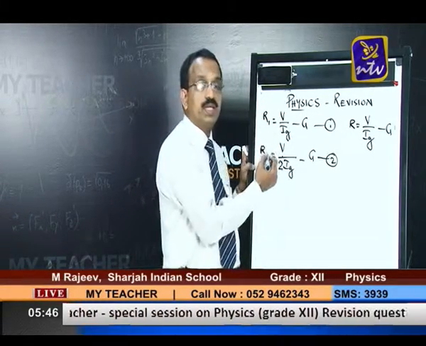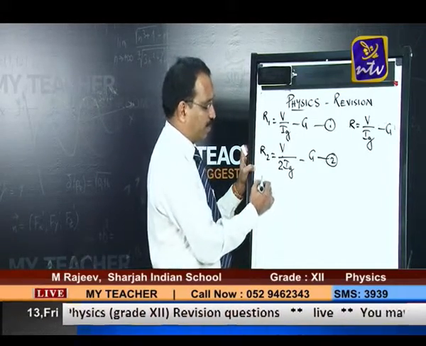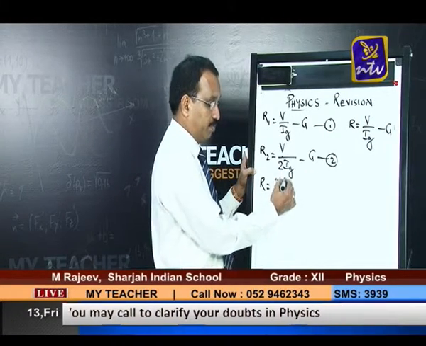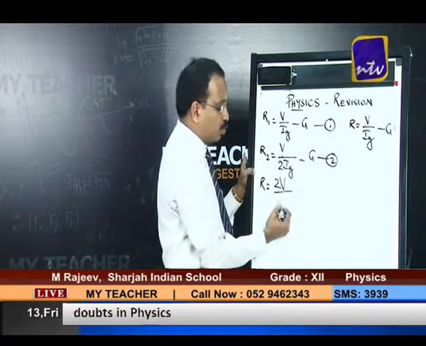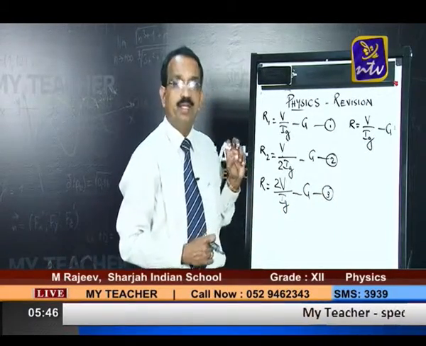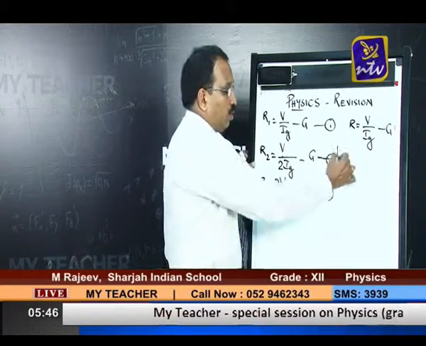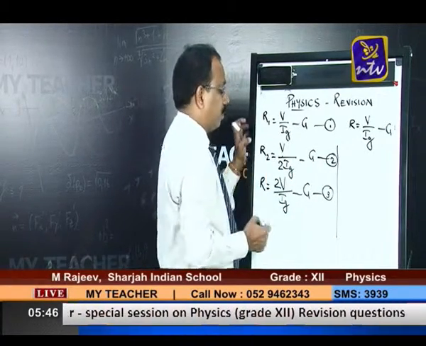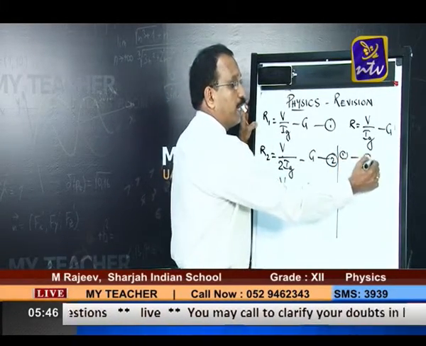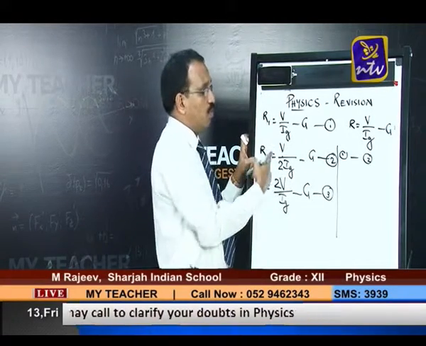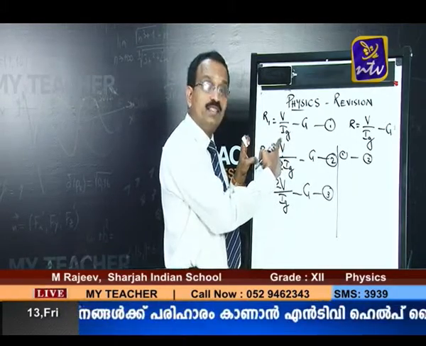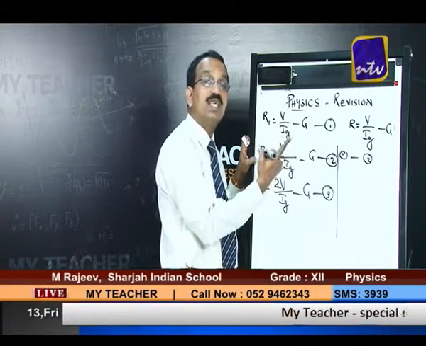Now before going to the third part, is the third equation also framed? R is equal to, what's the maximum voltage we are going to measure? 2V. Instead of V we write 2V by Ig minus G. Third equation. So we made 3 equations. An easy way is to subtract 1 minus 2. So what is equation 1 minus 2? V by Ig minus V by 2 Ig. This is 1 V by Ig, this is half V by Ig. 1 minus half is half.